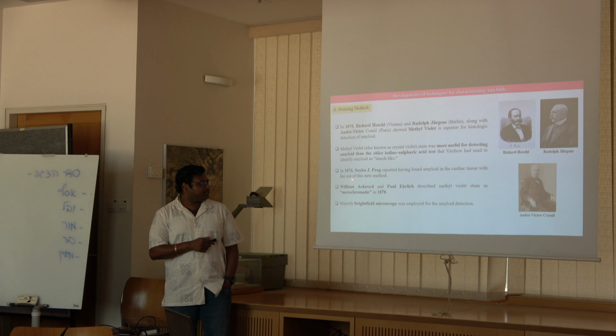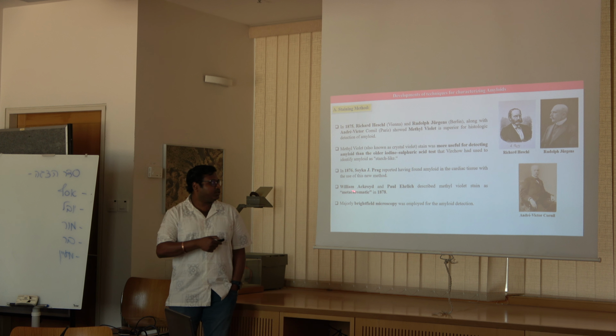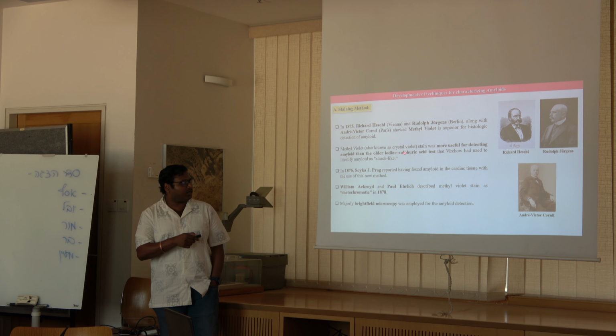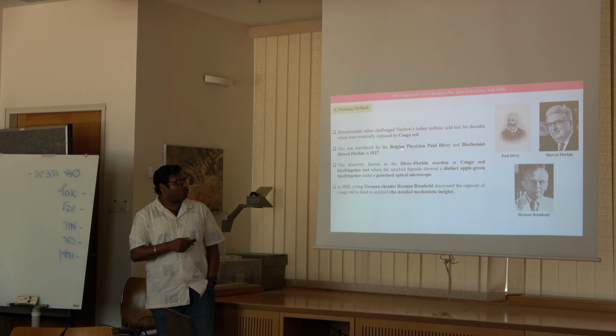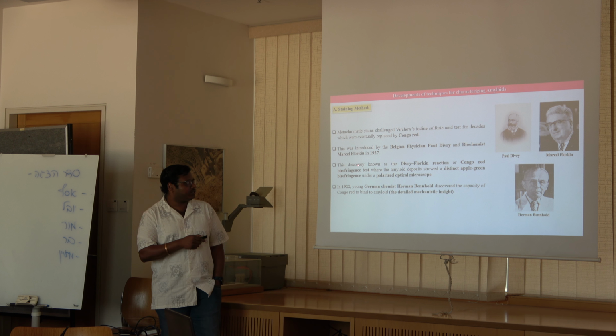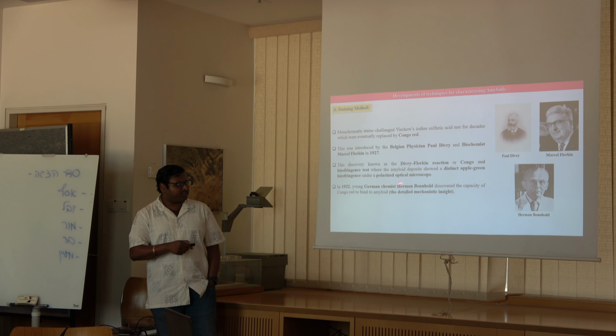Then also in 1876, Soika Jeprak reported having found amyloid in cardiac tissue by using the same method. Then William Ackroyd and Paul Ehrlich termed this methyl violet as metachromatic around 1878. All these studies were done using bright field microscopy. Then came another important dye, which is known as Congo red. It was Belgian physician Paul Divry and biochemist Marcel Florkin's discovery in 1927, when they found that Congo red can also stain these amyloids and give a distinct apple green birefringence when seen under the polarized optical microscope.